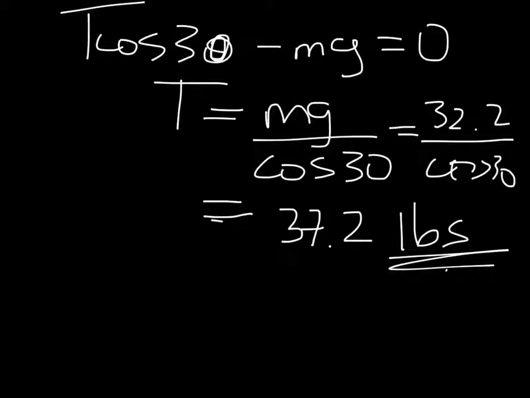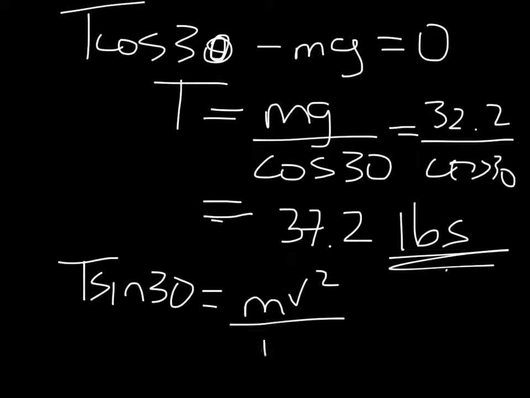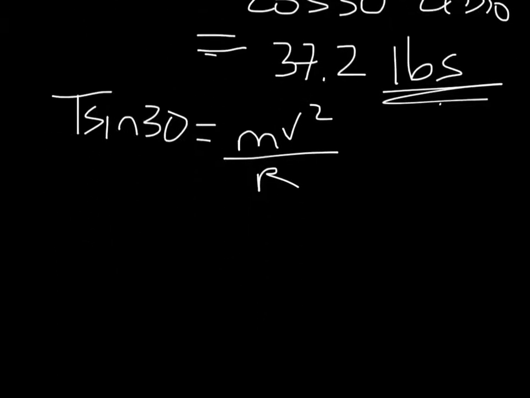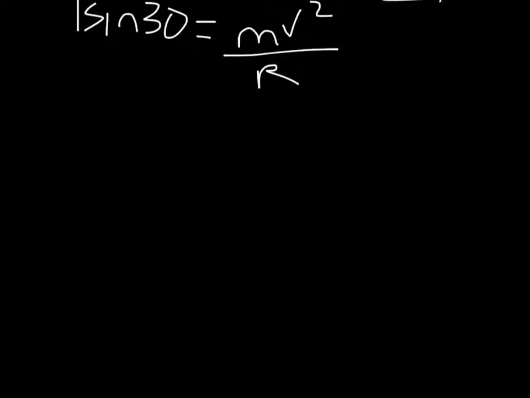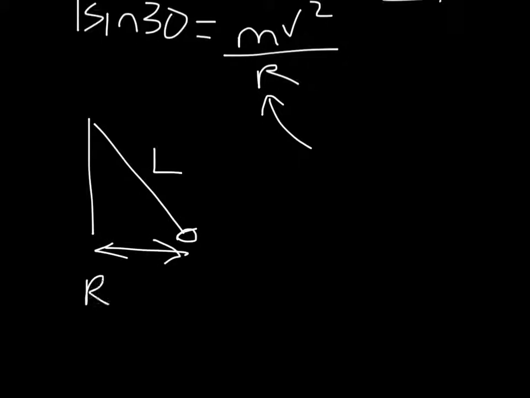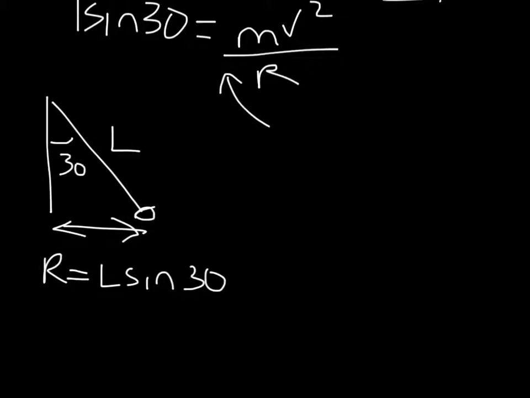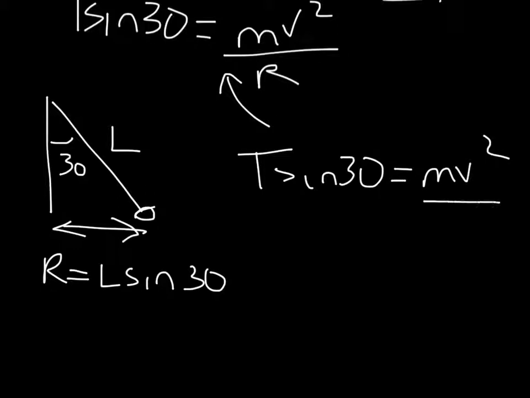And then for the other equation, we just have T sine of 30 equals mv squared over r. Now r, if we remember from the picture itself, if you have the mass here, this is r. This is L, so r is equal to L sine of 30. So let's just do that out. T sine of 30 equals mv squared over L sine 30.